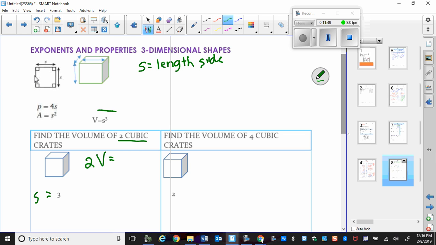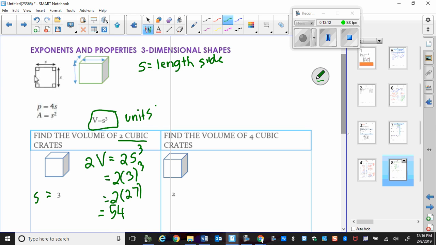Now if volume equals this, right? 2 times S cubed. This equals 2 times 3 cubed, or 2 times 27. This equals 54. Now the units here are cubed, so 54 units cubed.